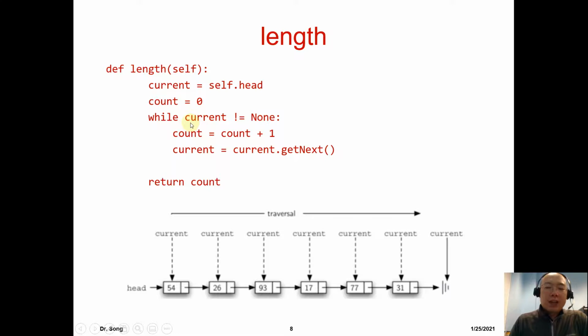And if current goes to the very end, to the last value, then what's the next reference?